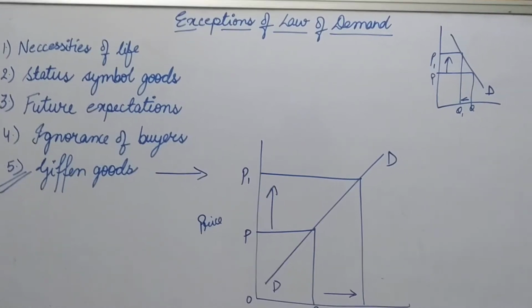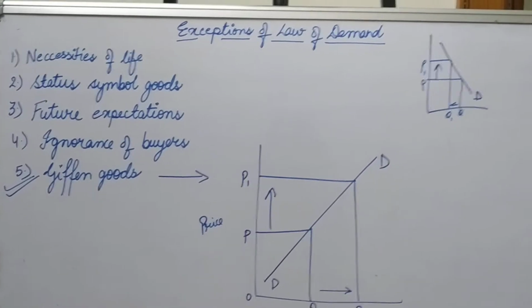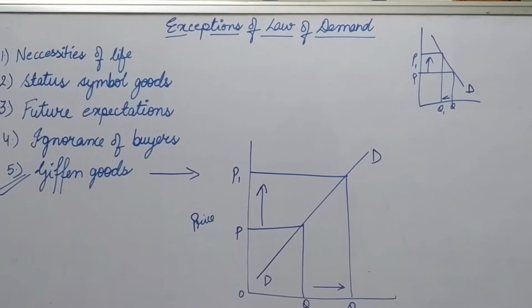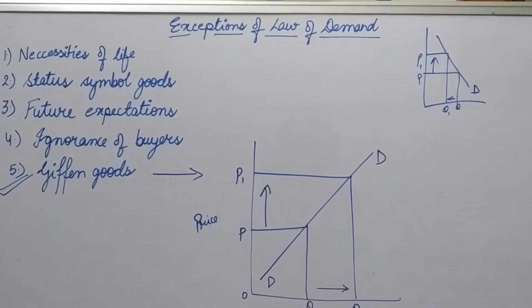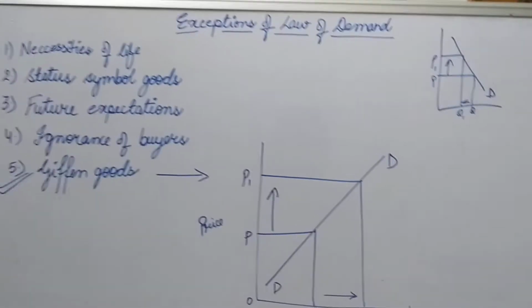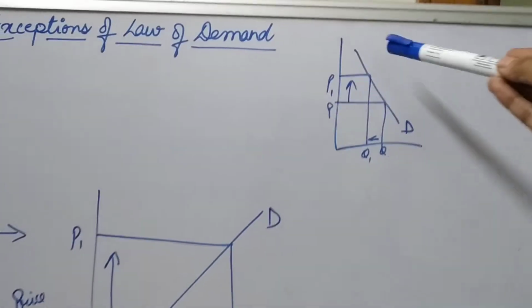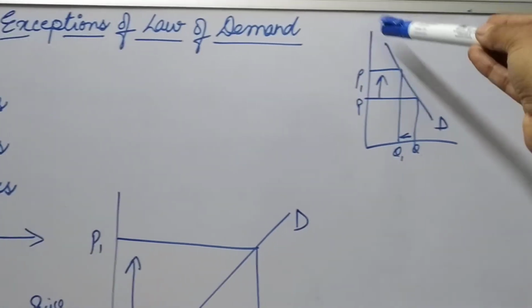Good morning, class. Today we will discuss the exceptional cases of the law of demand. That means these are the situations in which the law of demand does not operate, because the shape of the demand curve is negatively sloped, downward from left to right.